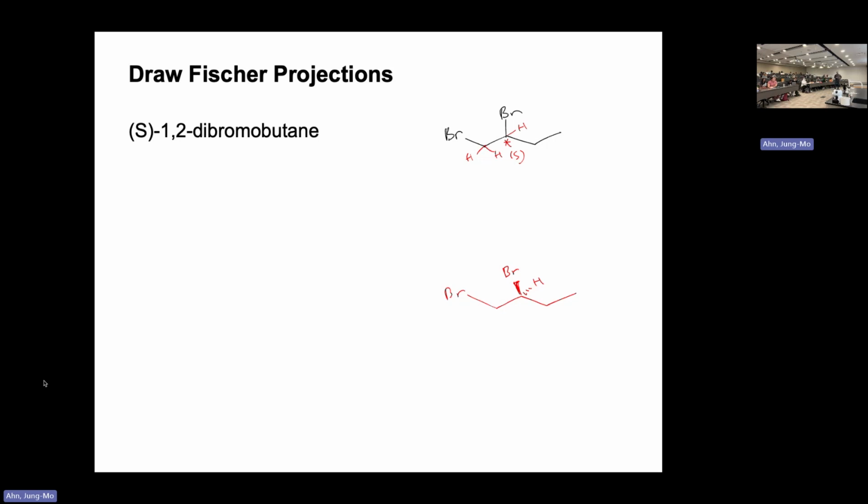So let's find out if this is an S or R. Bromine gets the first priority, and that's number 1. Then which one is number 2 between those 2 carbons? This carbon has a bromine and 2 hydrogens. That carbon is a carbon with 2 hydrogens. So you can easily see that this is number 2, that's number 3.